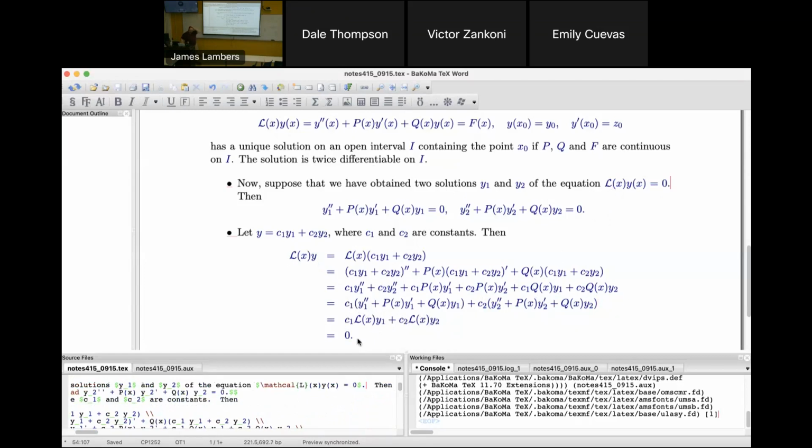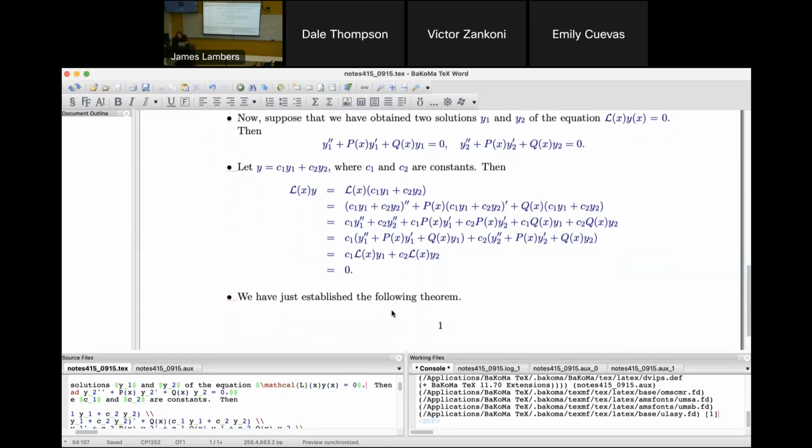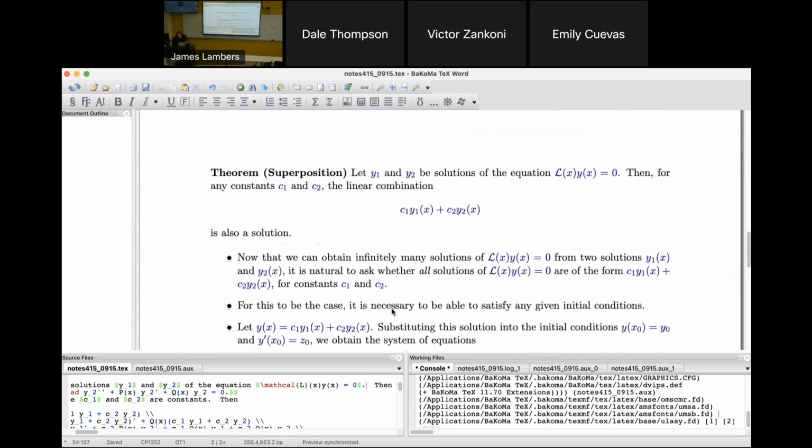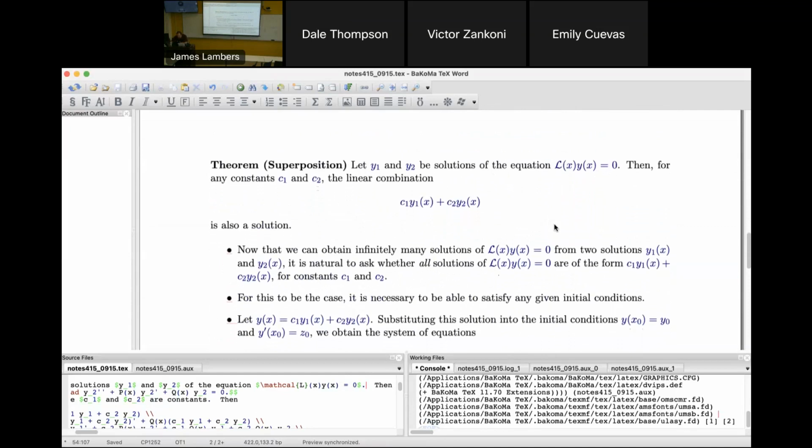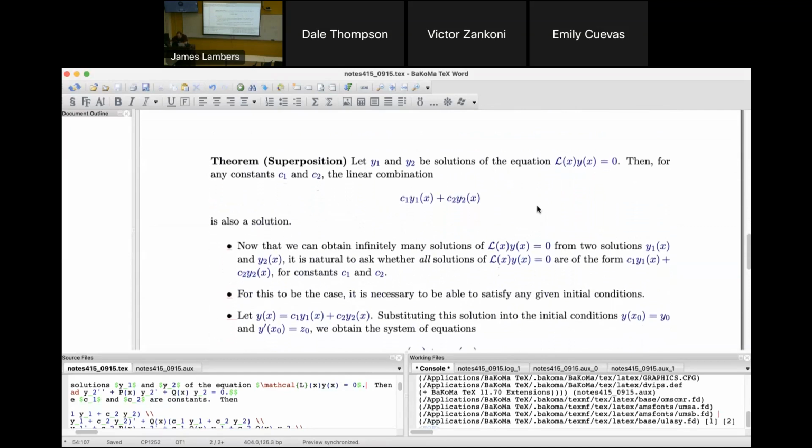So this is something that's true of linear differential equations in general, that you have, linear homogeneous equations, I have to emphasize that. If you have two solutions, any linear combination of them is also a solution. And what I've just done is establish this theorem here. Any linear combination of solutions of a linear homogeneous ODE is a solution. Here I've shown it for second order, but it applies in higher order as well.